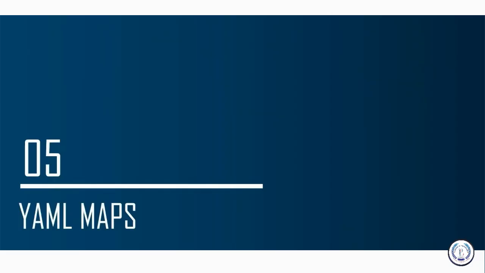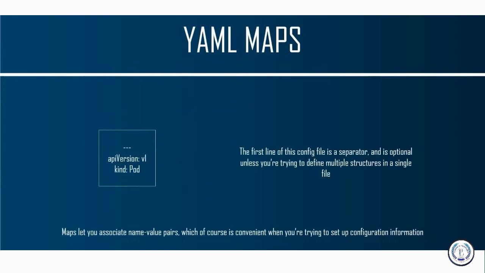Let's start looking at these. Maps really let you associate name-value pairs that we have already discussed, which of course is convenient when you're trying to set up configuration information. For example, you might have a config file that starts like apiVersion: v1, kind: Pod. The first line is basically a separator and is optional unless you're trying to define multiple structures in a single file. From there, as you can see, we have two values, v1 and Pod, mapped to two keys, apiVersion and kind. This kind of thing is pretty simple, of course, and you can think of it in terms of the JSON equivalent: apiVersion as v1 and kind as Pod.